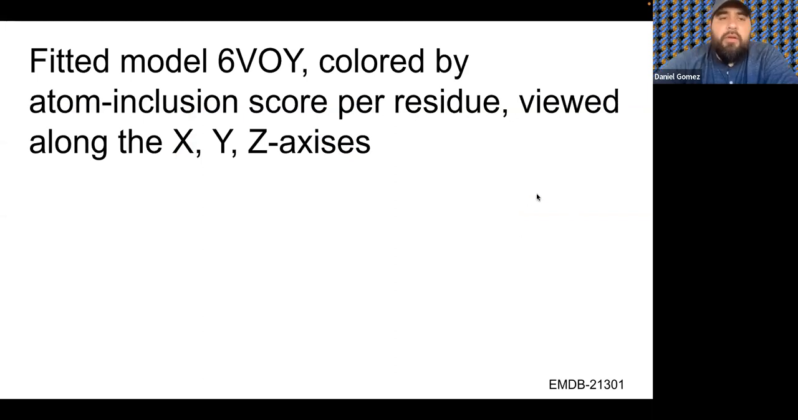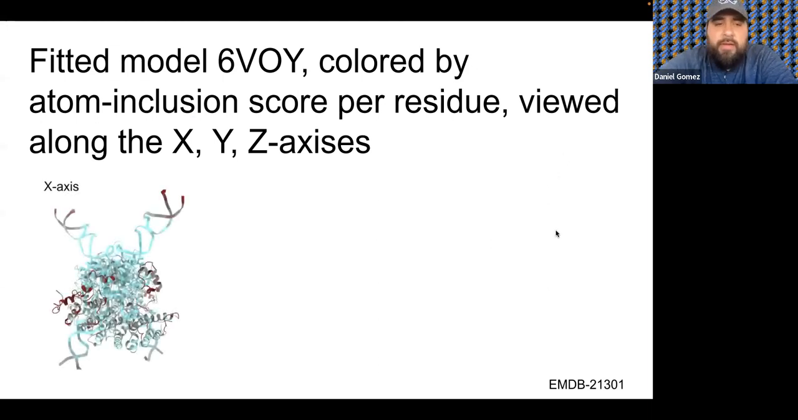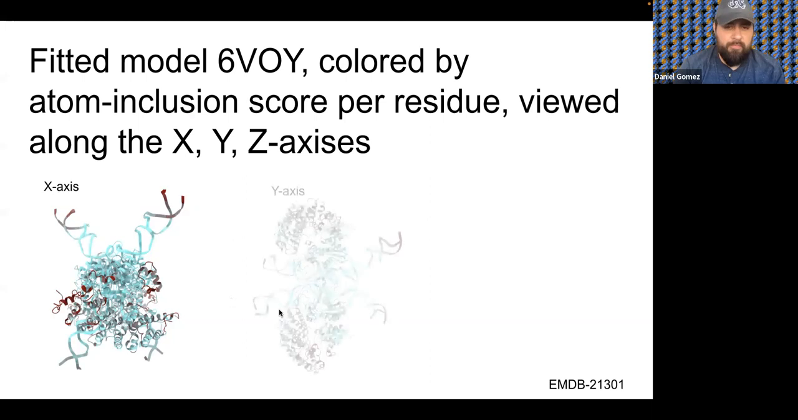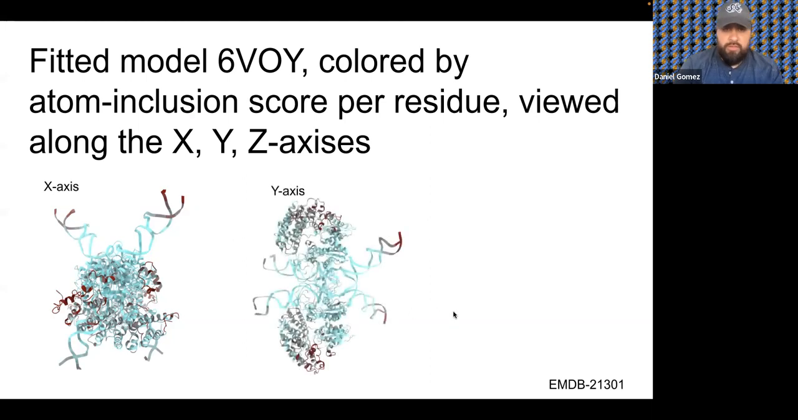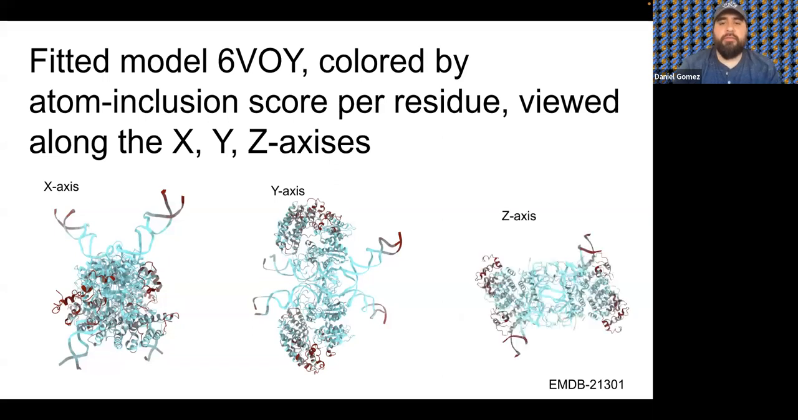So this fitted model can be colored to include a score of atom inclusion residue, and this is viewed in different axes. So here you have the view along the x-axis. Everything looks good, looks the same. Y-axis looks just like the one before. Alpha helices and strands and some beta pleated sheets. And then you have the z-axis. So there's the structure from the EMDB.